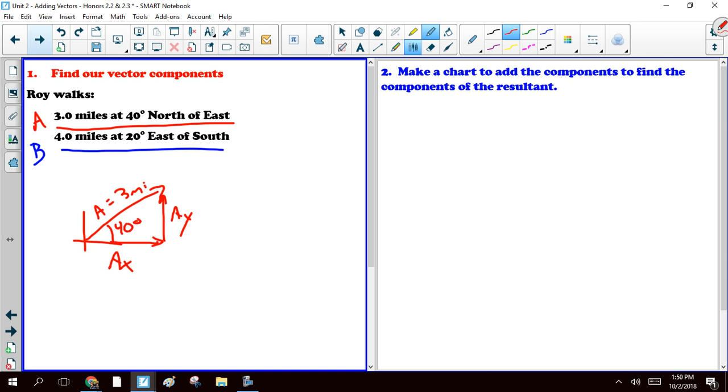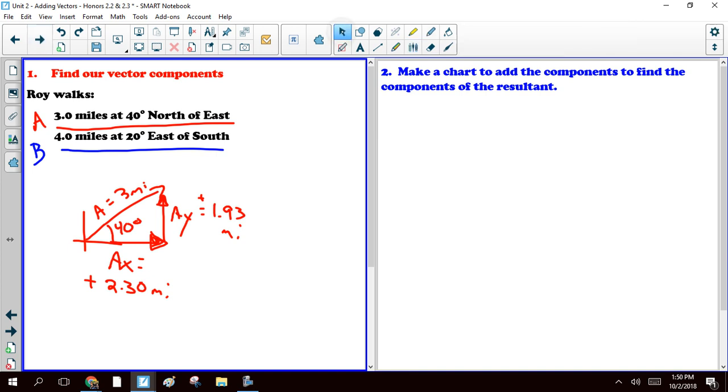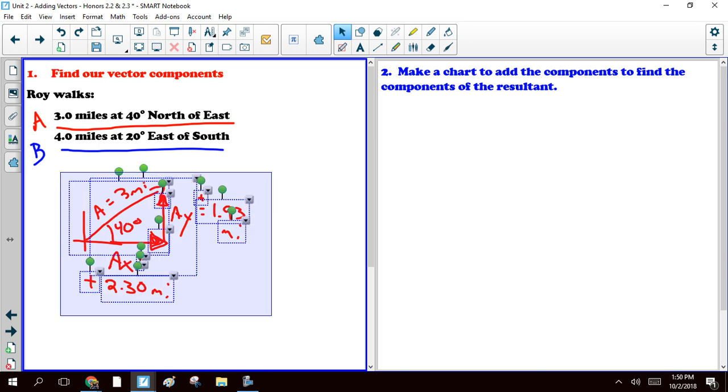I'm going to skip the trig here because I think most of you are fairly comfortable doing that. The way this triangle is set up, I'm going to use cosine to find my AX. It turns out to be 2.30 miles. And I'm going to use sine to find my AY. It turns out to be 1.93 miles. Notice my AX points east, so it is in fact positive. My AY points north, so it's positive. I'm putting those little plus signs so I know I didn't just forget a sign. So that's a triangle for vector A.